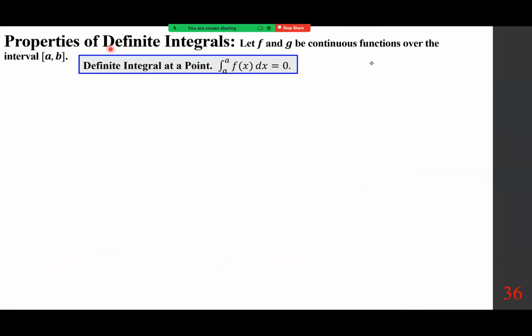Properties of definite integrals. Let f and g be continuous functions over the interval of a to b. Definite integral at a point: if we take the definite integral from a to a of f of x dx, it's 0, and I hope you remember the very simple reason. Delta x is b minus a over n, so a minus a over n, delta x is 0, you don't have any area. Okay. So any given point doesn't cover any area.